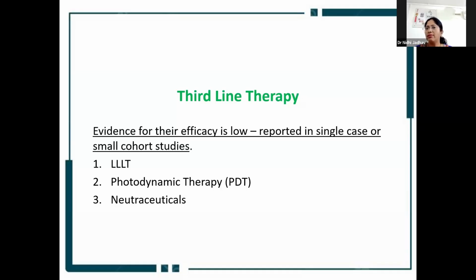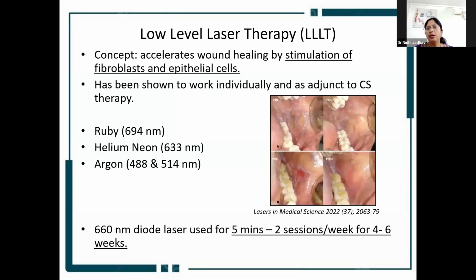Starting with the first, that is low-level laser therapy. Here, basically, the objective is to stimulate the fibroblast and epithelial cells for better healing. There are different options of laser available. More commonly used is a 660 nanometer diode laser, used for a 5-minute session, and we can make use of 2 sessions per week for the coming 4 to 6 weeks. The healing obtained has been found to be good. This is again a picture that I have taken from the literature where the patient responded really well to low-level laser therapy.